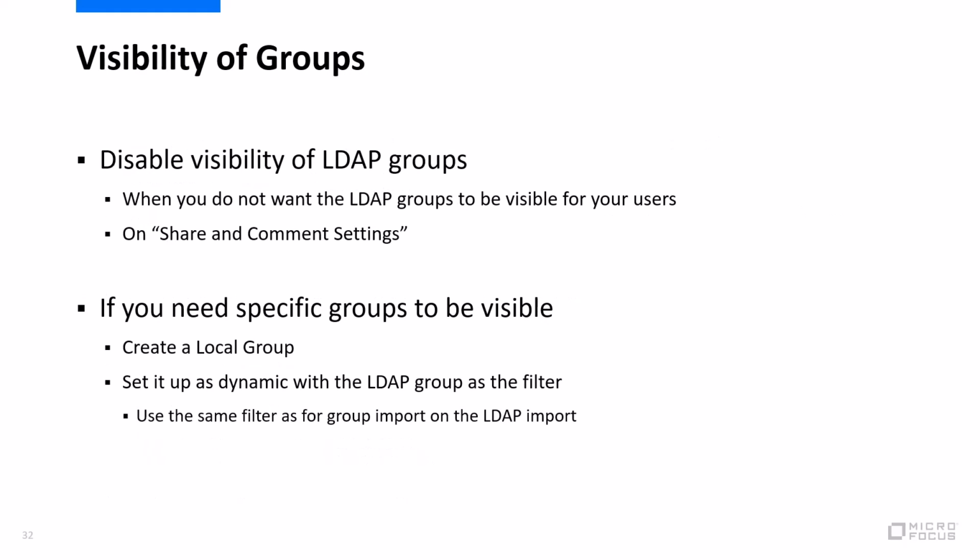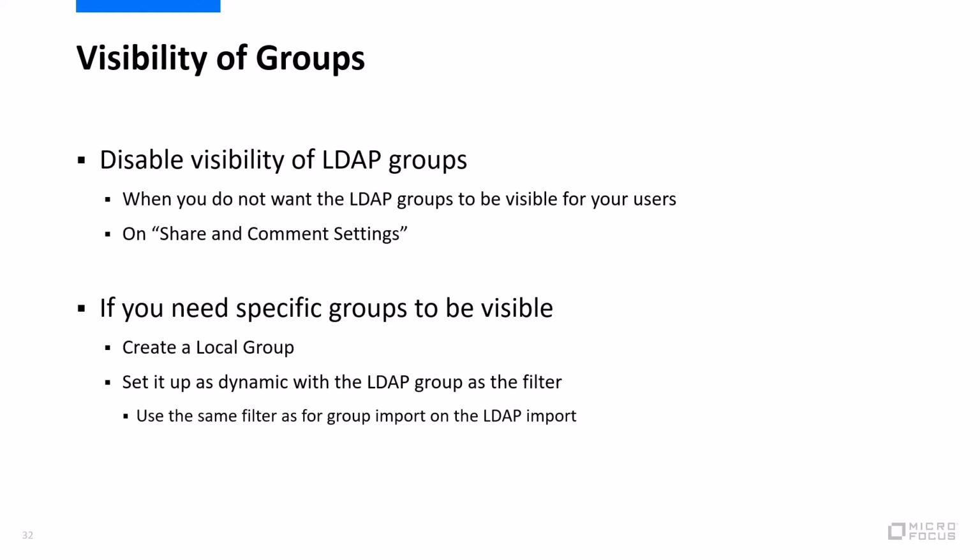So something else you may want to do is disable the visibility of all your LDAP groups. It gets a bit confusing for the end user when they're sharing an item and all these groups with weird names appear. So you can stop those being visible to the end user. And then if you want to have specific groups that are in the directory visible, you can create a local group and set that up to be a dynamic group and sync that with the LDAP group. So for those particular groups, they will be synced and be accessible by the end user when sharing items.